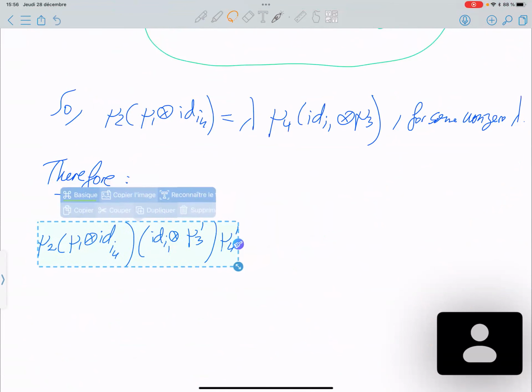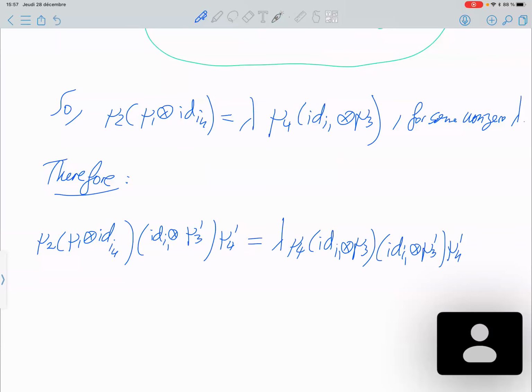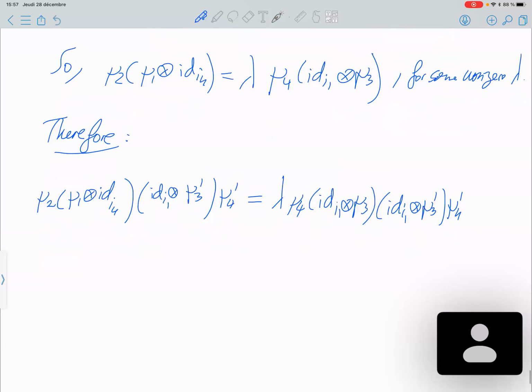So this is equal to. So we replace which part? This part. So lambda mu for identity I1 tensor mu3 composed with identity I1 mu3 prime mu4 prime, but this is non-zero.